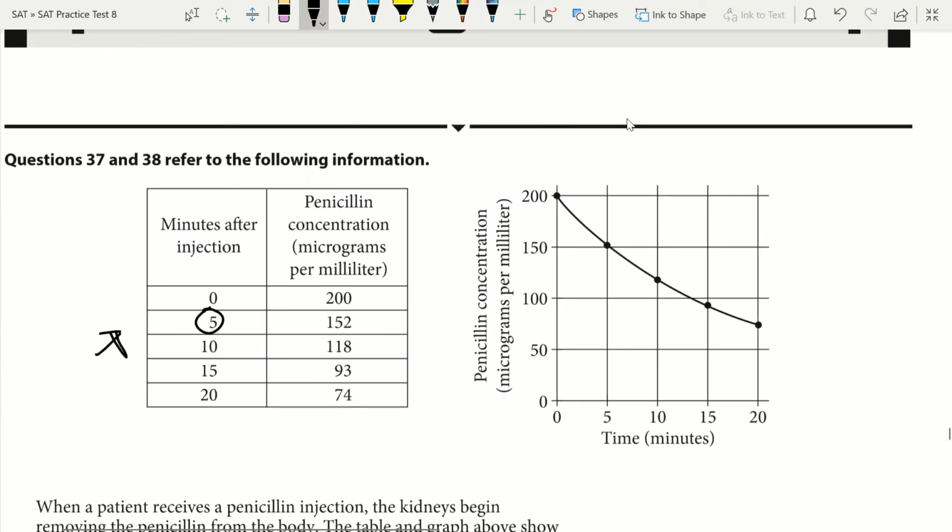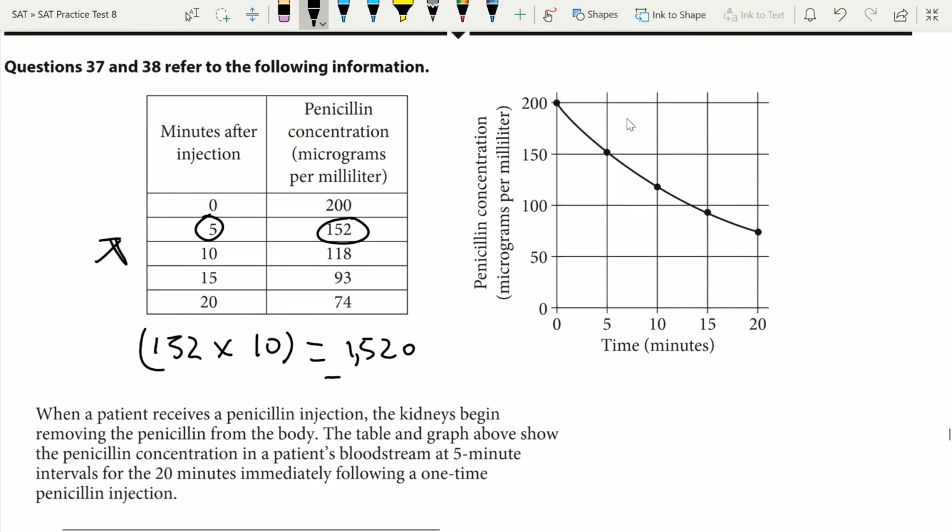I see I got 5 minutes after the injection. I have 152 micrograms per milliliter, but I was told that I have 10 milliliters. So that's going to be 152, right? That's my micrograms per milliliter times my 10 milliliters, and that's going to give me 1,520. Now I got to subtract what my next value is.